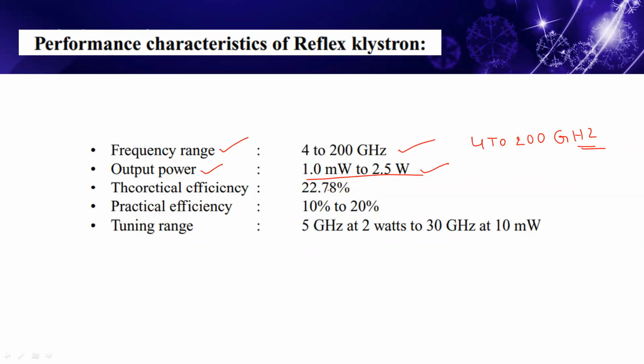Clear? So 22.78 is the efficiency. The practical efficiency may take one value, it may take two values. So the practical efficiency is approximately 10 to 20%. Okay.